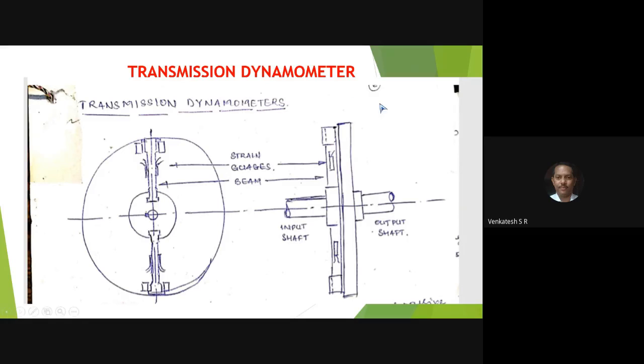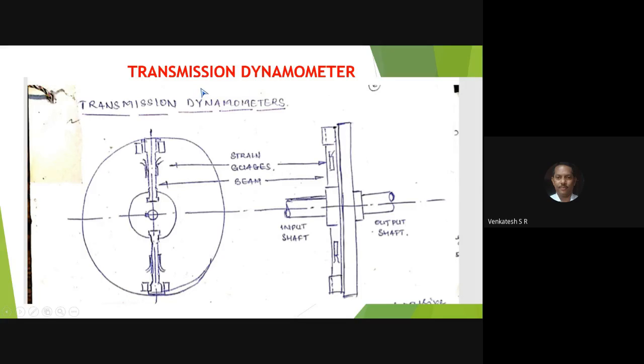So all of you observe here in the transmission dynamometer. This is coupled with another shaft. This is the input shaft and the output shaft, and they have fixed the strain gauges and they calculate the speed of the transmitted power from the engine or from the turbo machine or the turbine or compressor, that can be measured in the other output shaft by using the transmission of power from one point to the other point. This is called transmission dynamometer.